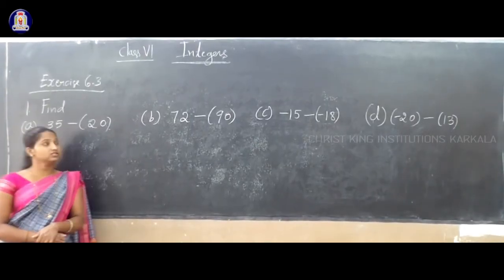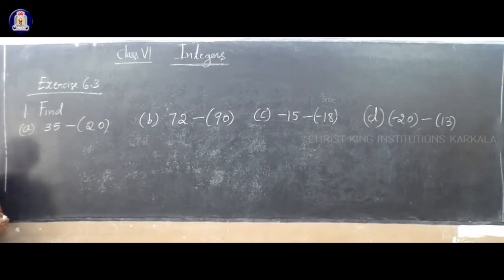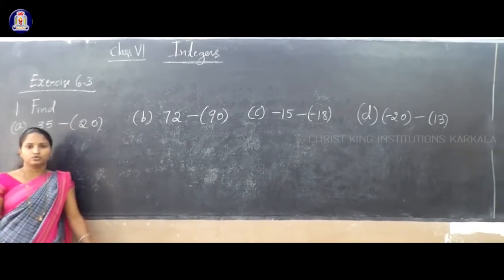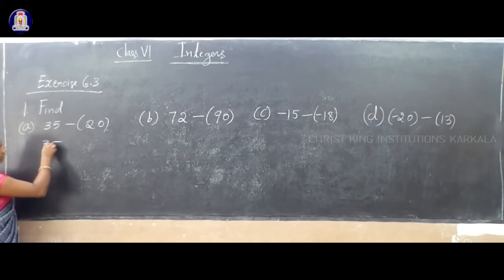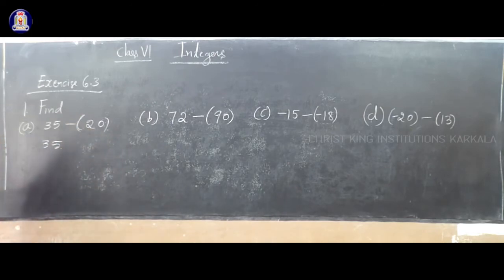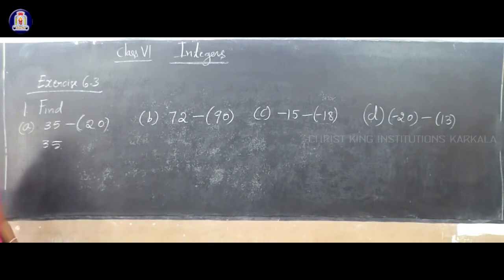Okay, next question. See here, exercise number 6.3. In that, first question, 35 minus plus 20. 35 minus plus 20. So how to solve this? See the integer plus 35 and minus, and inside the bracket it is given plus 20. What is the sign here? The sign is plus. It is not mentioned, but you must consider there is a sign. It is a plus. Okay.